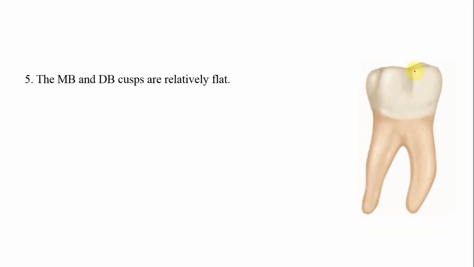The mesiobuccal and the distobuccal cusps are relatively flat. The flattened buccal cusps is a typical feature for all mandibular molars. The mesiobuccal cusp is considered the largest cusp in this tooth, while the mesiolingual cusp, which can be seen in the background, is the longest, or with the highest length.